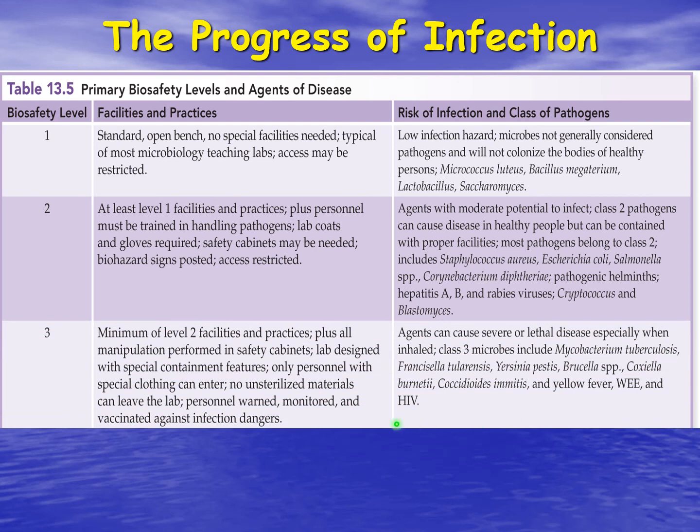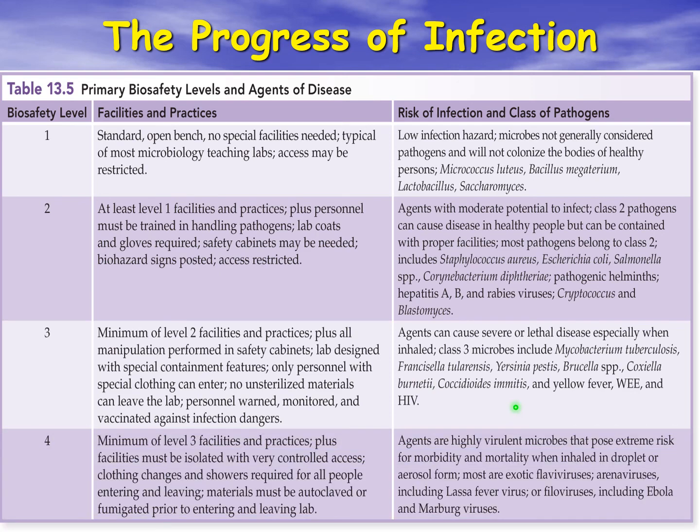However, when we get to a class 3 microbe in a level 3 lab, now we have personal protective equipment, access restriction, and biohazard signs, but we go one step further, and most experiments will be performed in safety cabinets or underneath ventilated hoods. Agents in class 3 will be those that could cause severe or lethal disease, especially when inhaled. That's why we're working with safety cabinets or ventilated hoods.